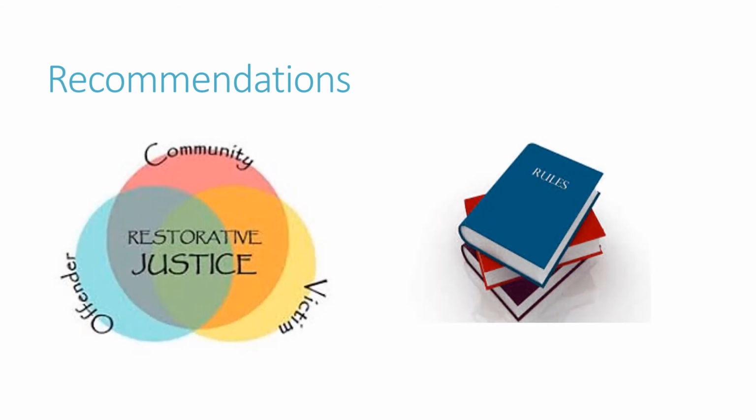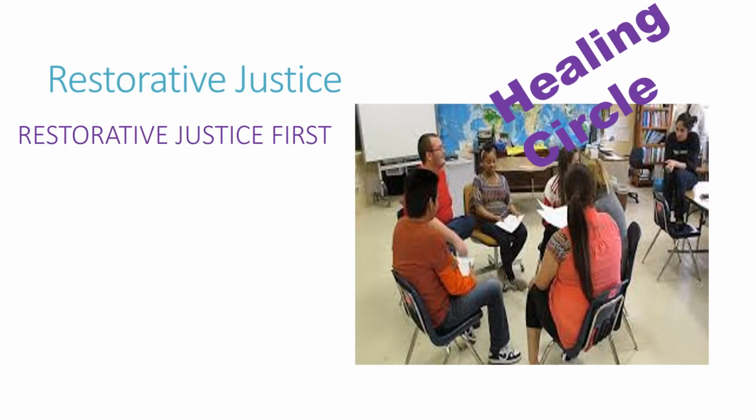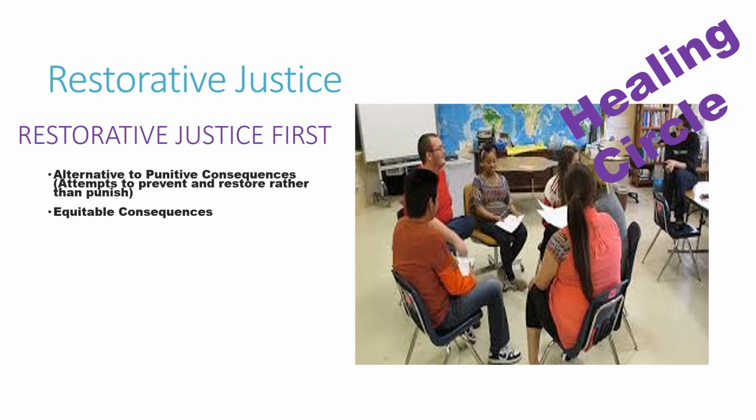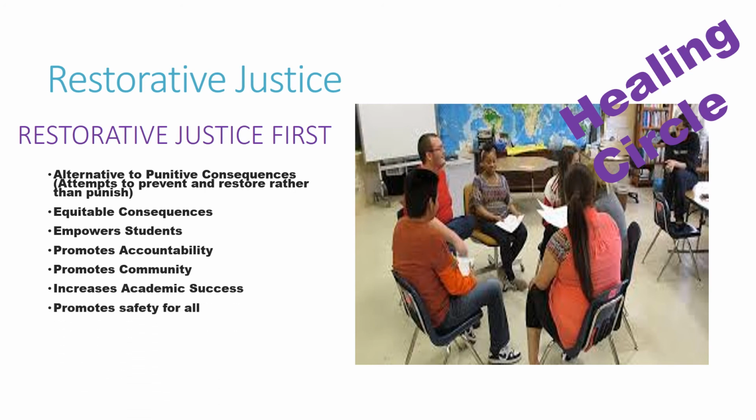How can we improve the zero tolerance policy in schools? The use of restorative justice institutes all of the principles of the trauma-informed social policy framework. Restorative justice seeks to be an alternative to punitive consequences, which attempts to prevent and restore rather than punish. It provides equitable consequences, empowers students, promotes accountability and community, increases academic success, promotes safety for all, and is transparent. The goal is to heal, not harm.